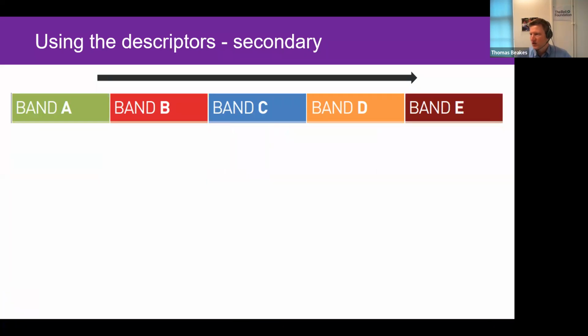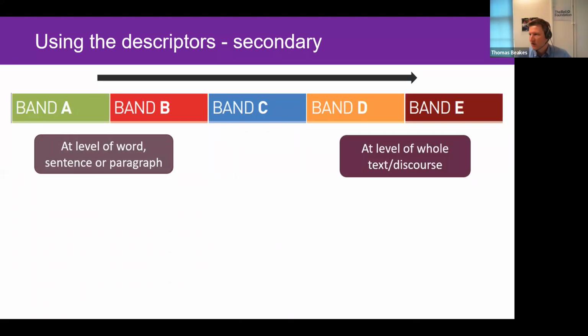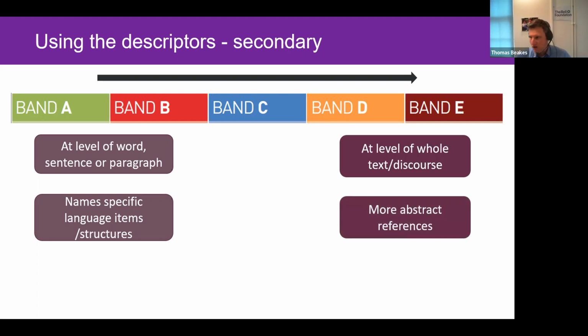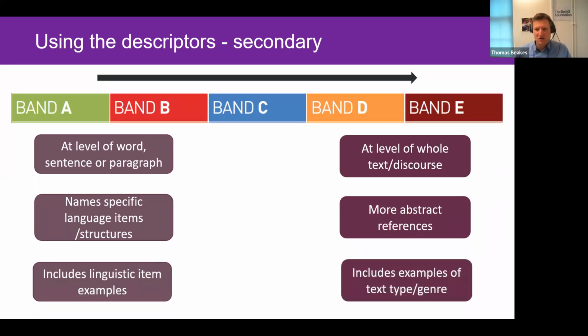I think we can summarize the differences as follows. So at the lower bands, we've got descriptors at the level of word, sentence, and paragraph. At the upper bands, it's at the level of the whole text, or what we call discourse, because if we're talking about speaking text, we can refer to that as discourse. It's got specific language items and structures at the lower bands. That's less common at the higher bands, which tend to have more abstract references. And the lower bands include clear linguistic item examples, so it'll give you actual clear words and phrases. Whereas at the upper bands, they do provide examples, but they tend to be examples of types of text, or the genre of text.